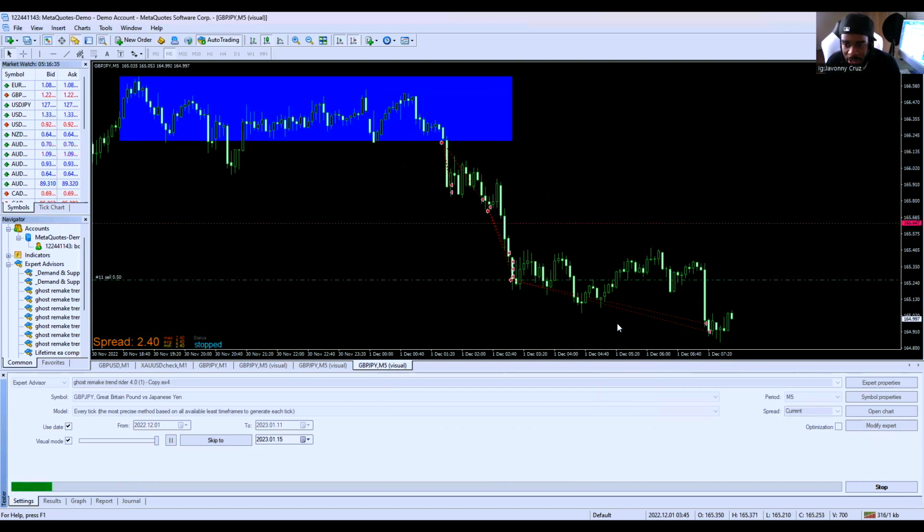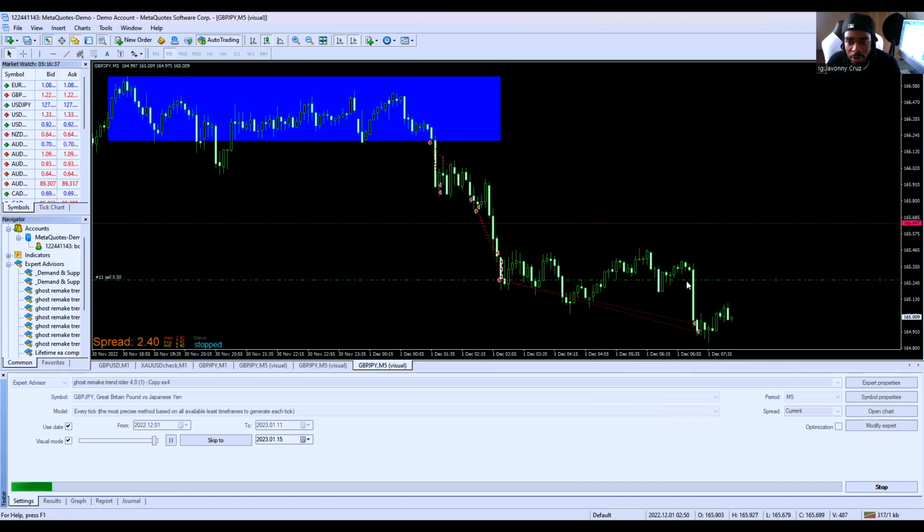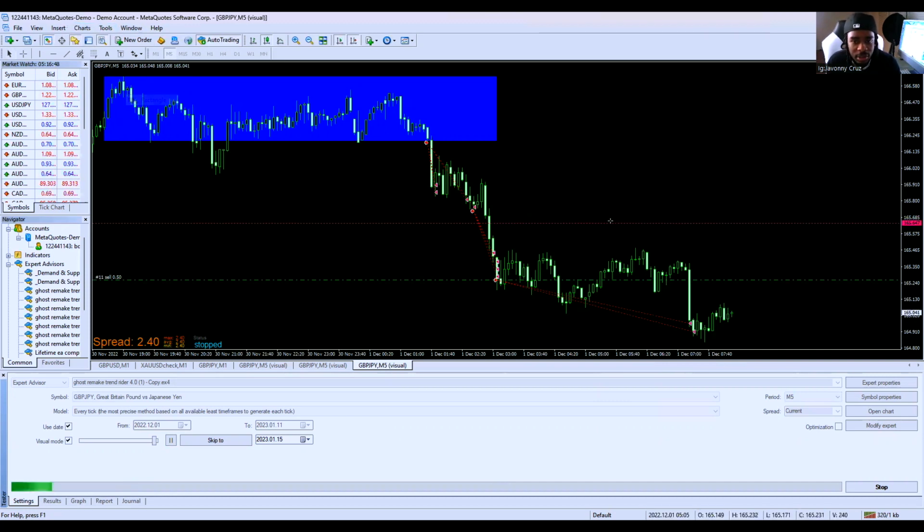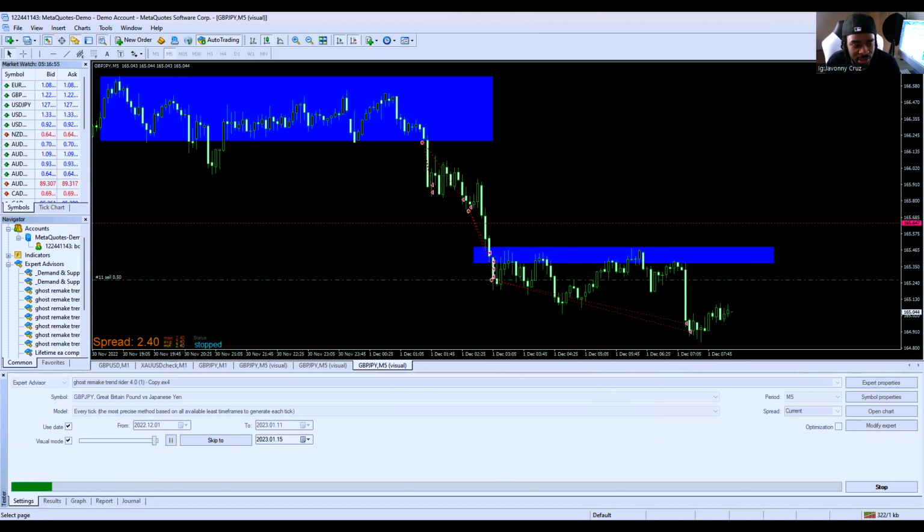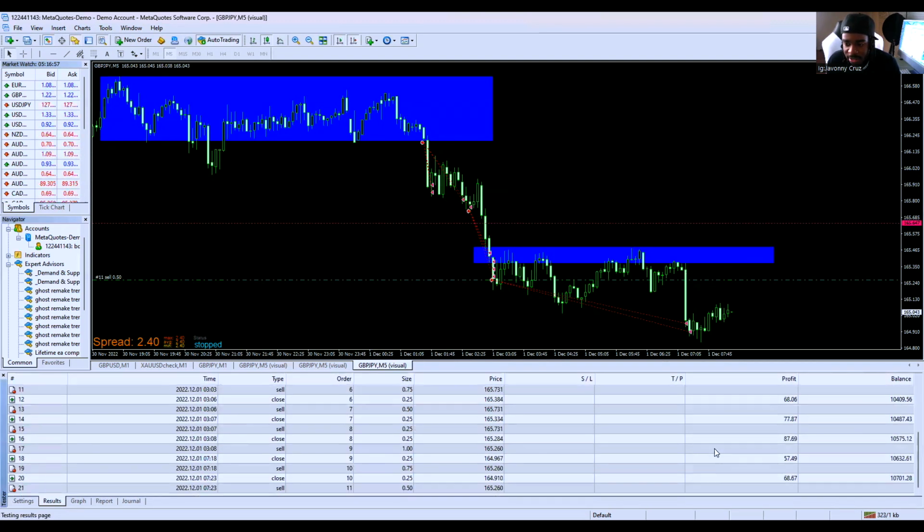And we close out some more profits. It cannot get past this zone right here. It can't get past this zone, and it's literally just trading the trend for you and securing profits, guys.